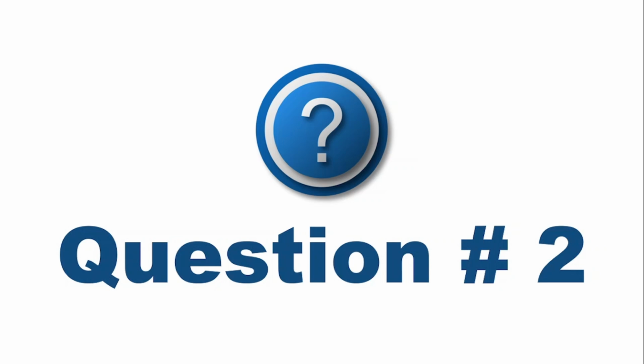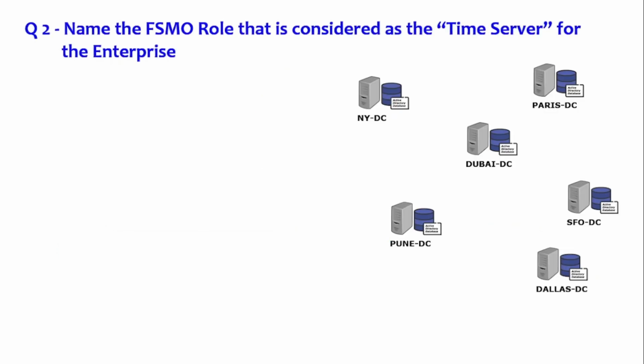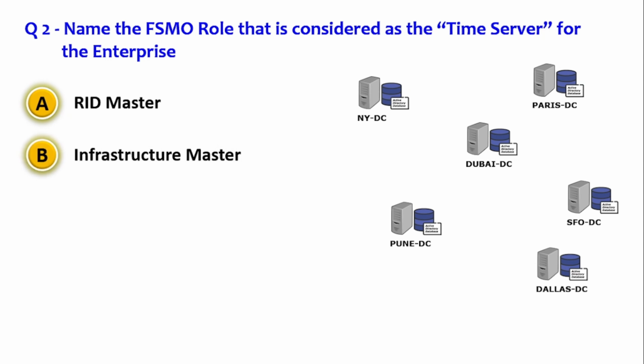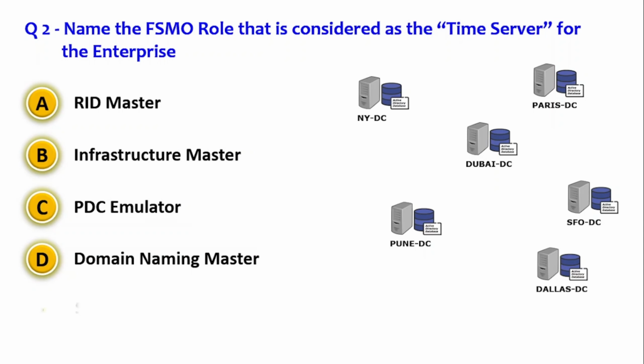Question number 2. Name the FSMO role that is considered as a time server for the enterprise. And the options are RID Master, Infrastructure Master, PDC emulator, Domain Naming Master, and Schema Master. So the FSMO role that is considered as a time server for the enterprise. And the answer is PDC emulator.